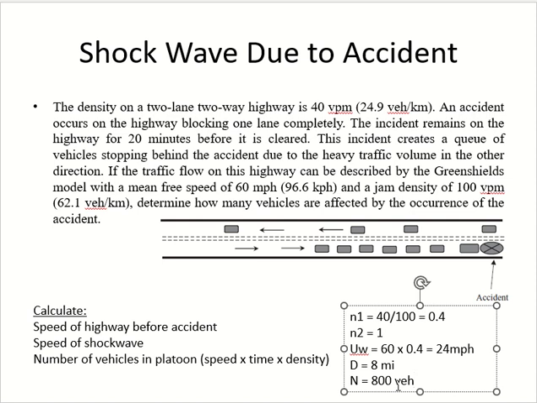So there was a stopping wave because of something, the lane blocked. It remained blocked for 20 minutes, and the flow follows the Greenshield model. If it follows the Greenshield model and the wave is stopping, then the speed of the shock wave can be calculated. With this speed and the 20 minutes, you calculate the distance affected. Using the distance and the density, you calculate how many vehicles it will affect. Clear?